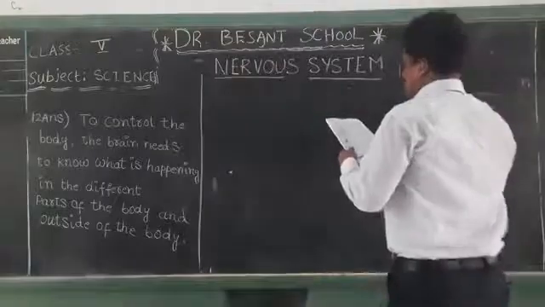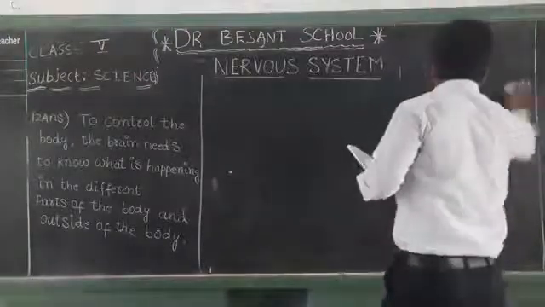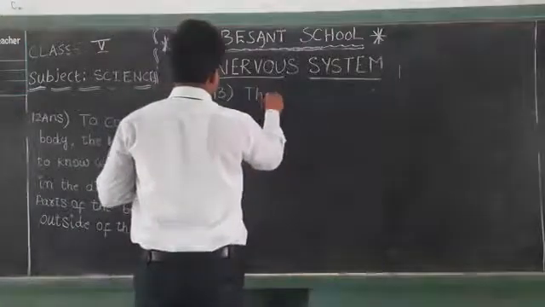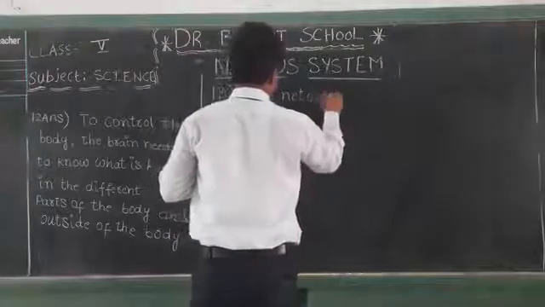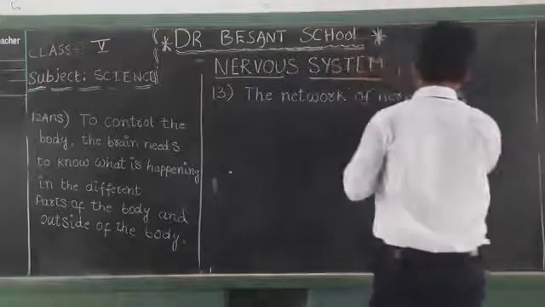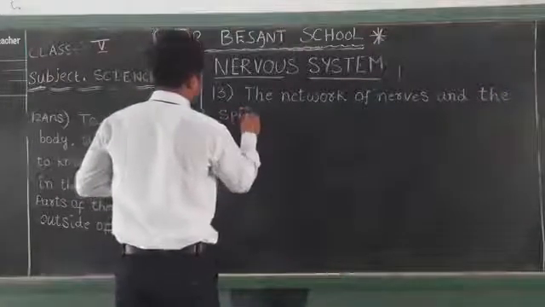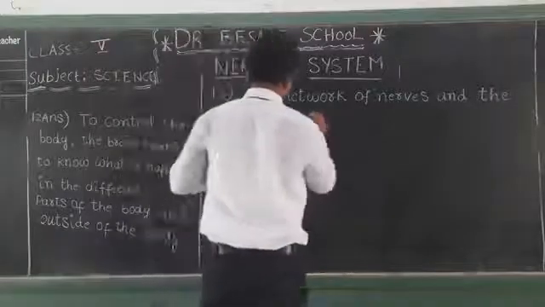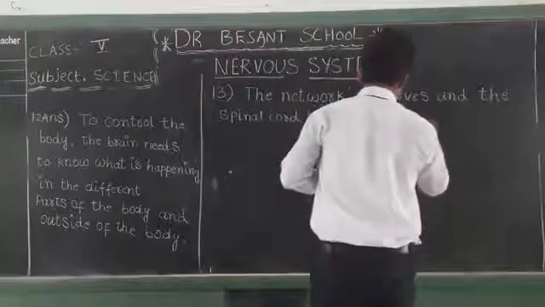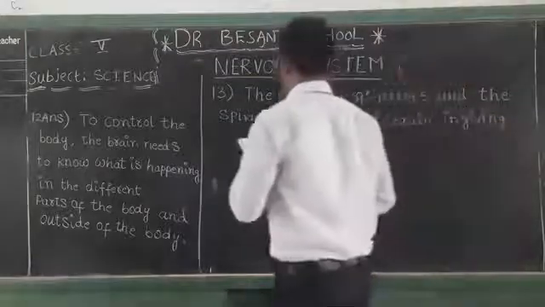The network of nerves and the spinal cord help the brain in giving instructions to the organs. 13th one, note it down. The network of nerves and the spinal cord helps the brain in giving instructions to the organs.